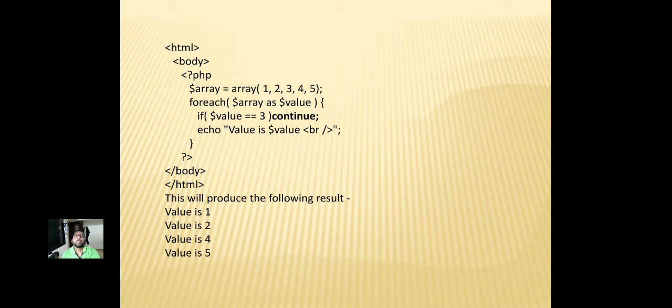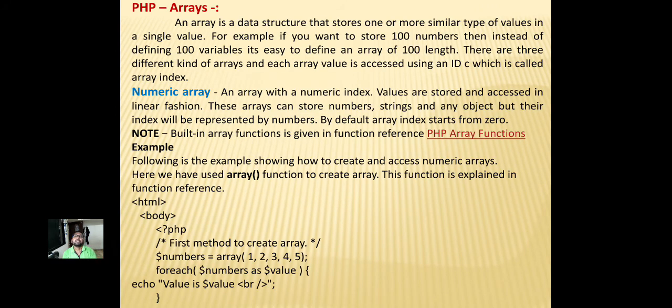So in here, this will result in the following. PHP arrays. An array is a data structure that stores one or more similar type of values in a single value. For example, if you want to store 100 numbers, then instead of defining 100 variables, it's easy to define an array of 100 length.